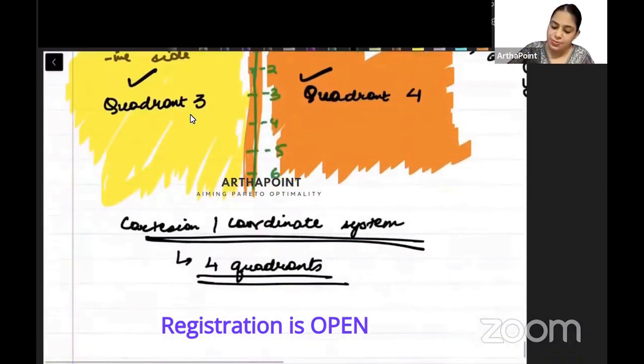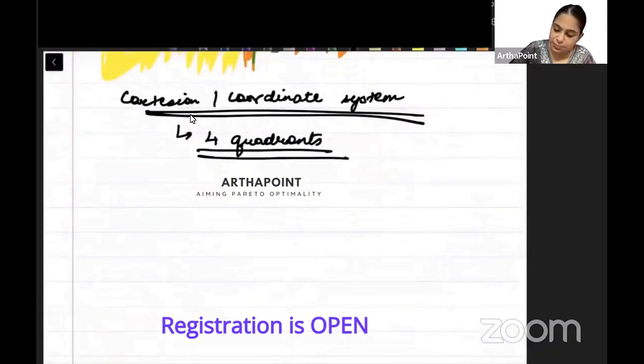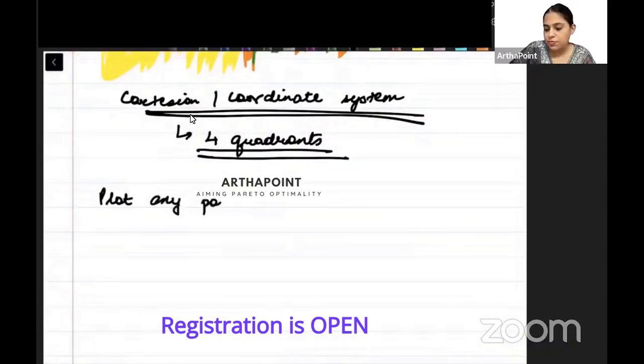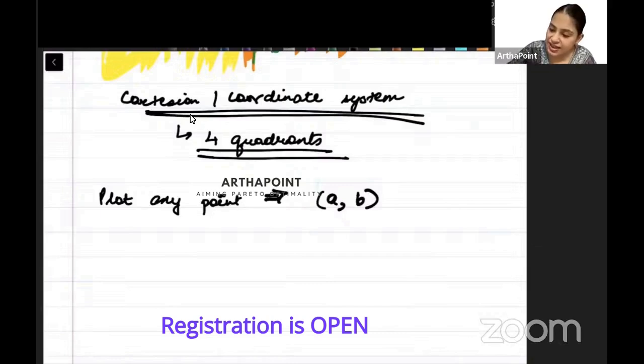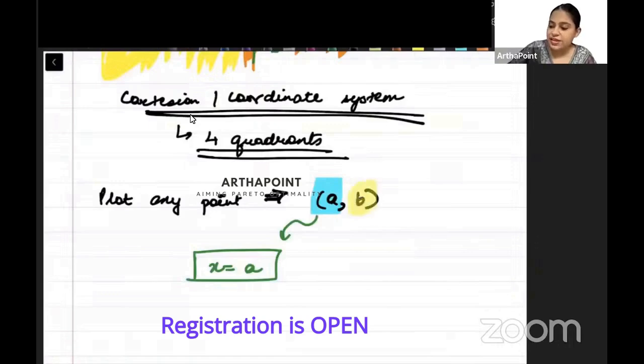ठीक है. अब suppose someone says कि plot any point. जैसे आपको बोल दिया plot point a comma b. It means that x will be a comma b, माने x का value a है, x will be a and y will be b.